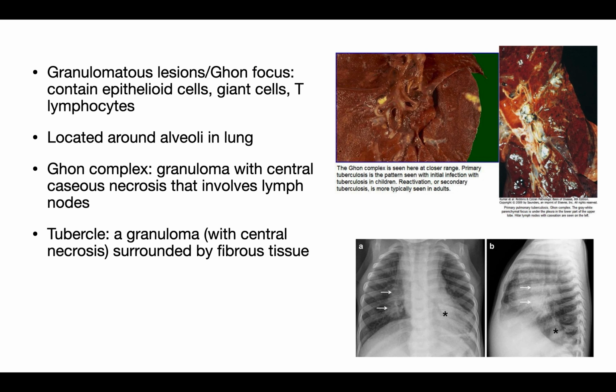So the granulomatous lesions are also called a Ghon focus. Those are going to contain your epithelioid cells, the giant cells, and the T lymphocytes around the alveoli. The Ghon complex is going to be a granuloma with a central caseous necrosis that involves the lymph nodes. The tubercle is a granuloma with central necrosis, and instead it's going to be surrounded by fibrous tissue.